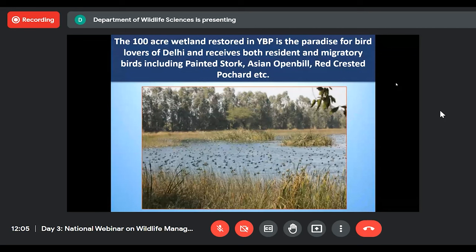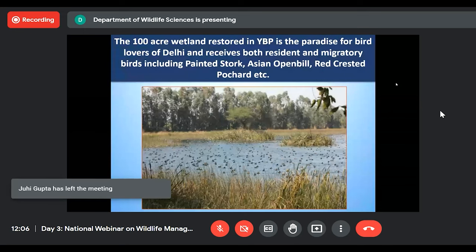Here we developed a water body within the Yamuna Biodiversity Park. It is called the deep wetland. Every year we get more than 5,000 migratory birds from across the world, Siberia, China and other areas. So this is the conservation we are developing, a 100-acre wetland, a paradise for bird lovers of Delhi, receiving both resident and migratory bird species, including painted stork, Asian openbill, and red-crested pochard. Next, please.